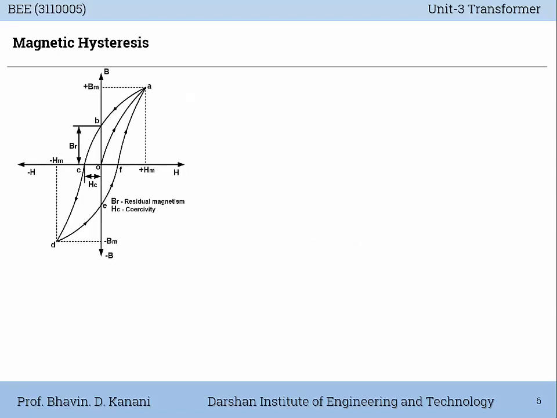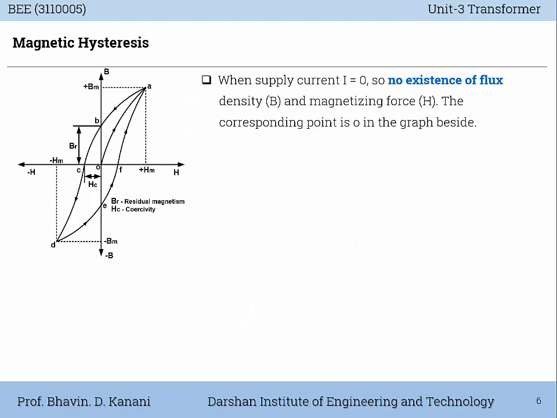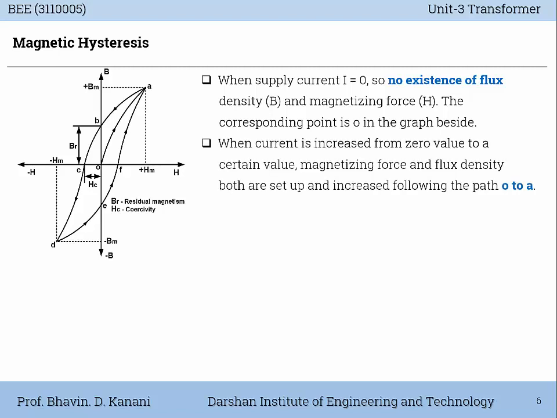From this diagram, when supply current is 0, there is no flux density and magnetizing force. That means B is equal to 0, H is equal to 0. This is at the origin point O. The corresponding point is O in the graph beside. When current is increased from 0 to a certain value, magnetizing force and flux density both are set up and increased following the path O to A.